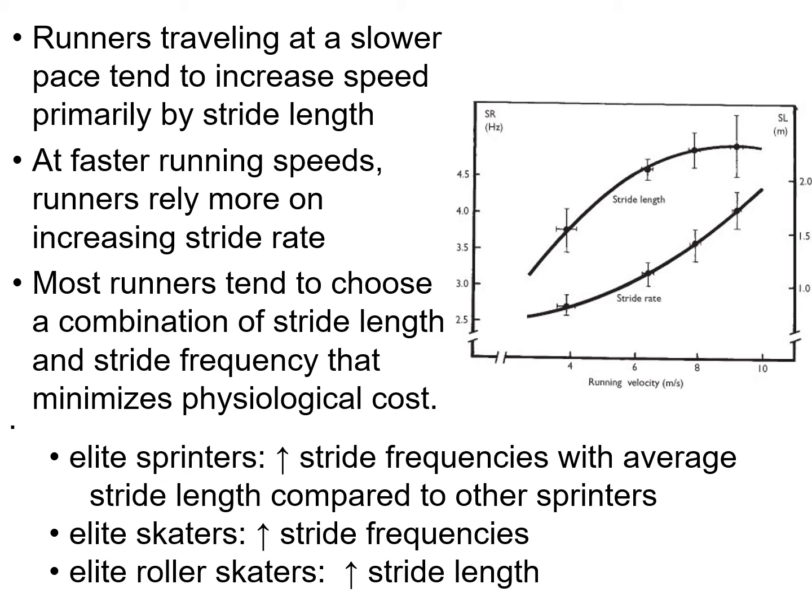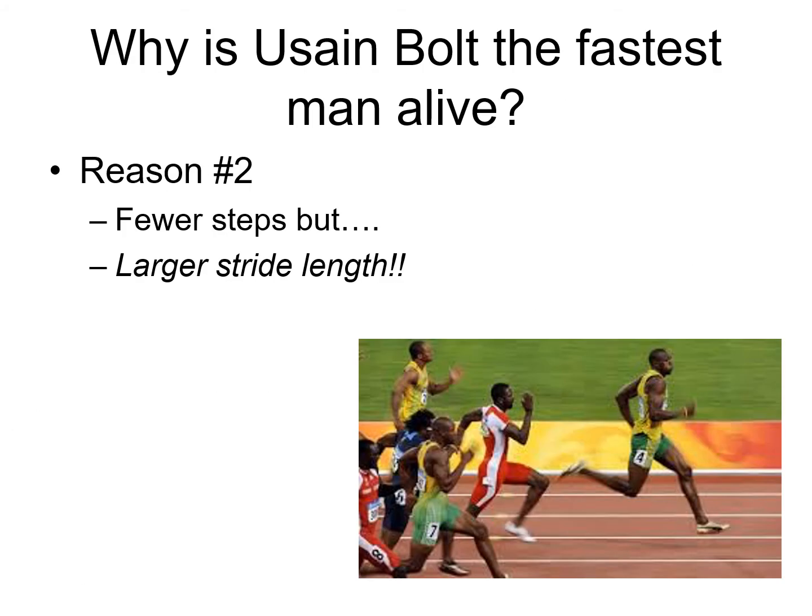Usually if we're looking at roller skates, it's more efficient for them to do more hip movements and increase the stride length and increase their frequency. So let's look again at Usain Bolt. I'm just going to keep doing this because I'm a nerd like that. He is allegedly the fastest man alive.